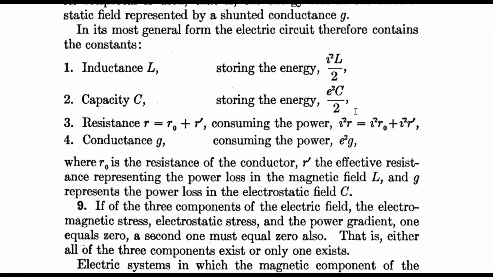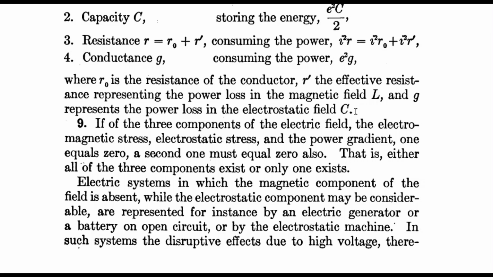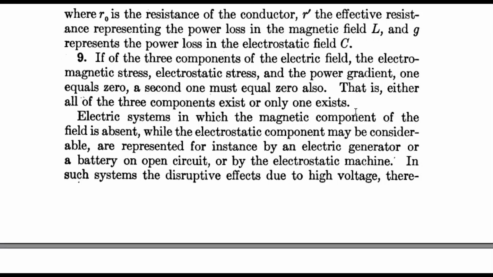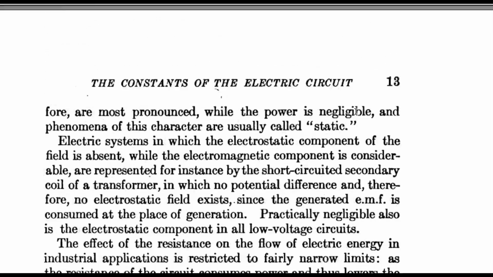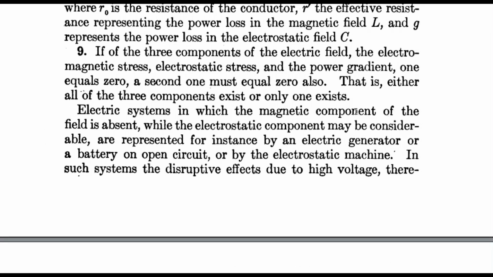Here, R sub 0 represents the resistance of the conductor, R prime represents the effective resistance accounting for power loss in the magnetic field L, and G represents the power loss in the electrostatic field C. 9. If, among the three components of the electric field, namely the electromagnetic stress, the electrostatic stress, and the power gradient, any one of them equals 0, a second component must also equal 0. In other words, either all three components are present or only one exists.